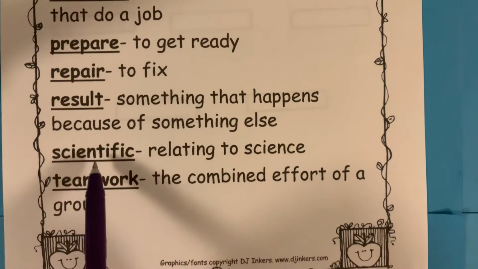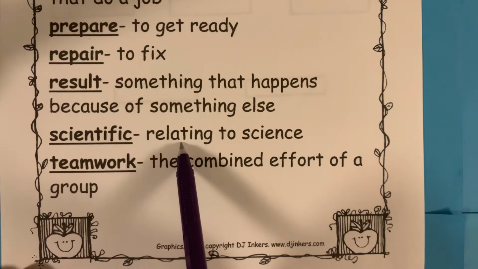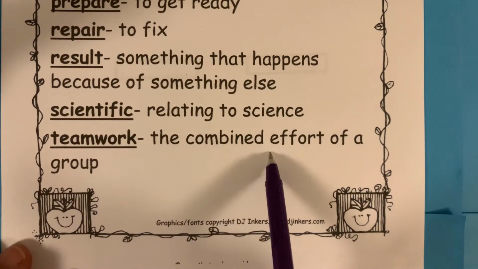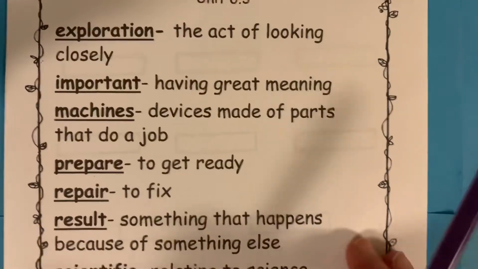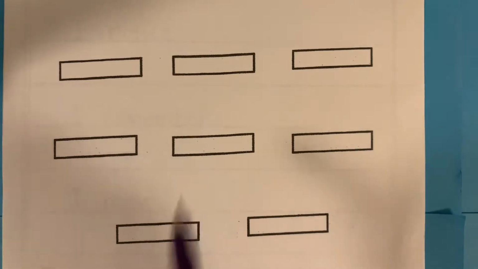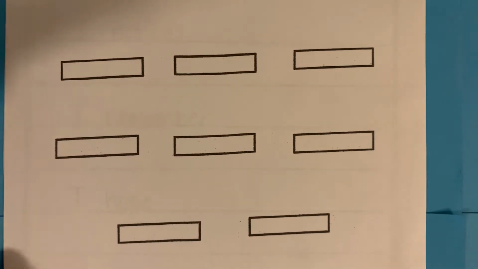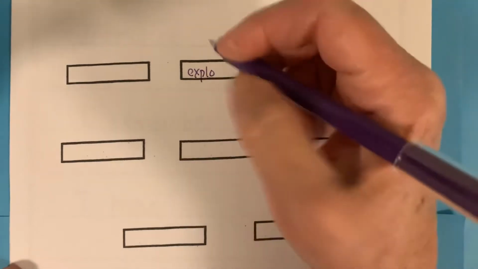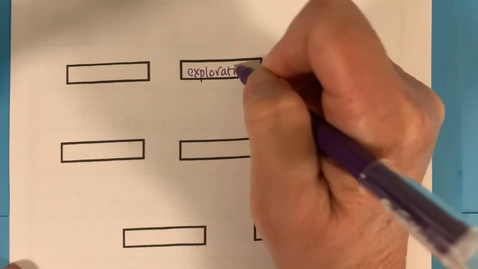And then here we have scientific. That means it's relating to science. Teamwork. Teamwork is the combined effort of a group. So on the next page, you get to draw pictures for each of your words. So I'm going to use exploration, and I'm going to write it right here, exploration.